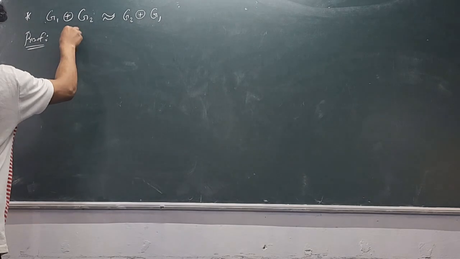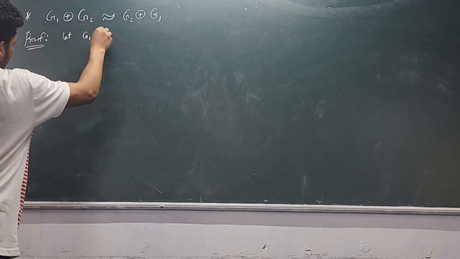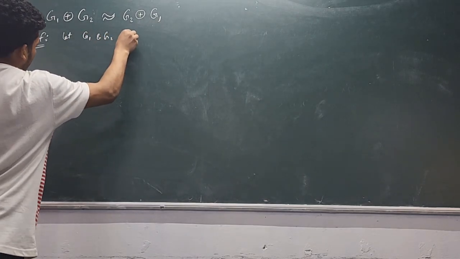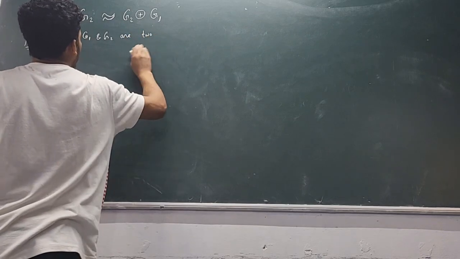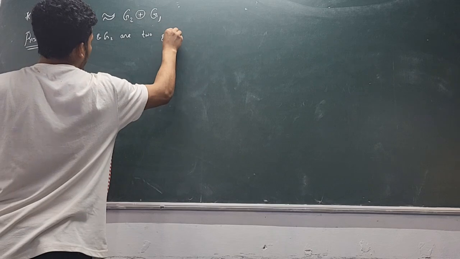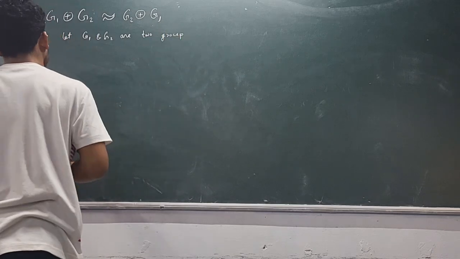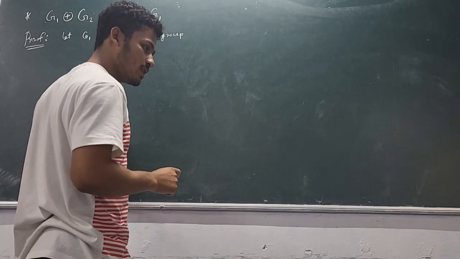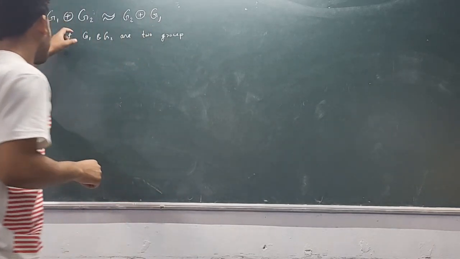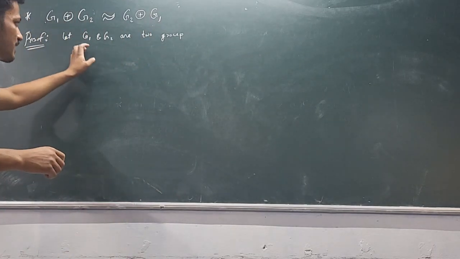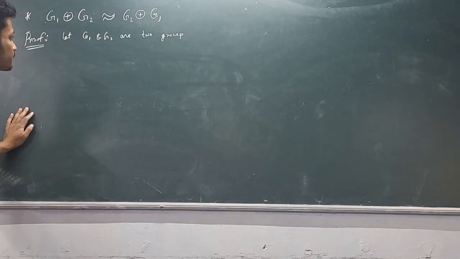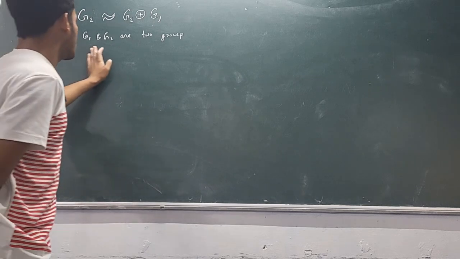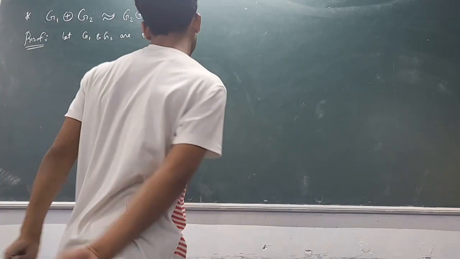So let G1 and G2 be two groups. Should it be finite? For defining external direct product, is it necessary to be a finite group? No. Okay. So let G1, G2 be two groups.